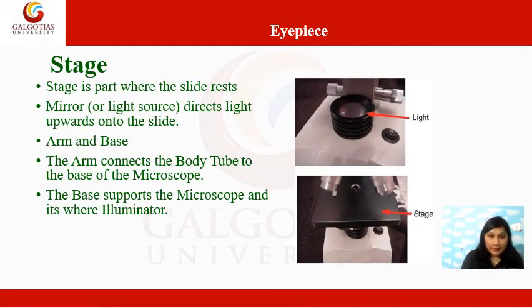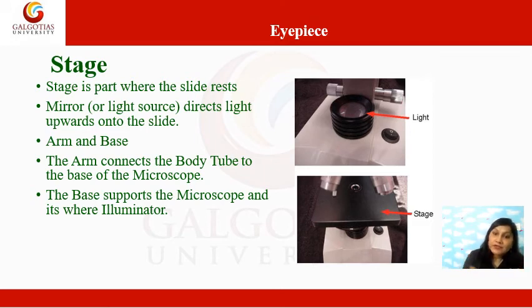Now coming to the parts of the stage. On the stage you can find different parts. The most important part is the mirror or the light source that directs light upward onto the slide. You can see this is the mirror that is placed on the stage. What is the application of this mirror? It actually reflects the light and allows that light to pass through the objective lens. This is placed below the stage.